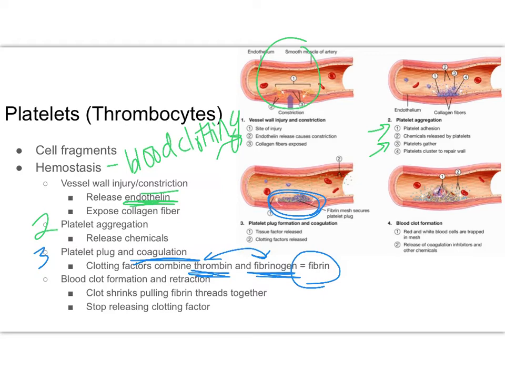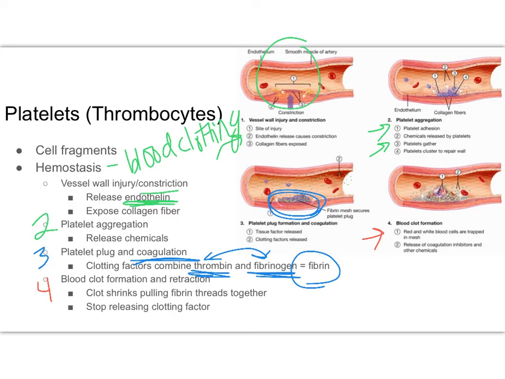So these clotting factors turn on the thrombin, combine the thrombin and fibrinogen, which activates them into this fibrin, which acts like the thread. And so now we get step 4, which is going to be the actual blood clot formation. And so the blood clot formation here and the retraction, so it's going to get smaller. So we've got all kinds of blood cells that are getting trapped in the mesh here that was formed from the platelets and the fibrin. And then the clot will begin to shrink.